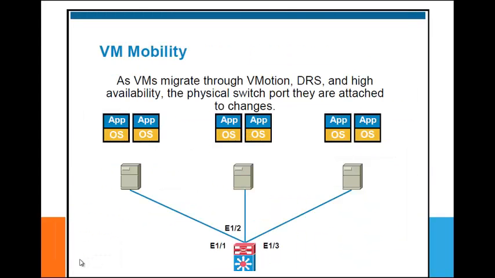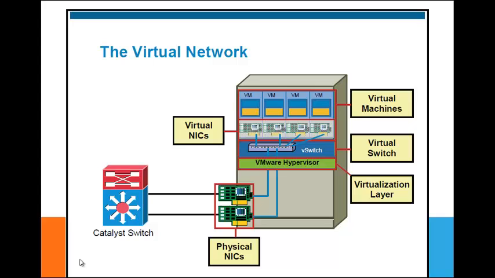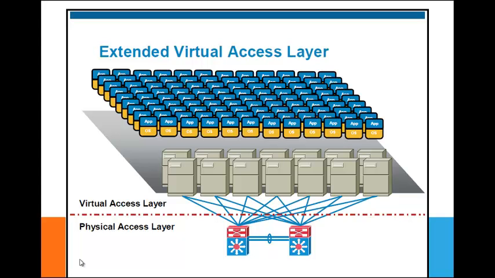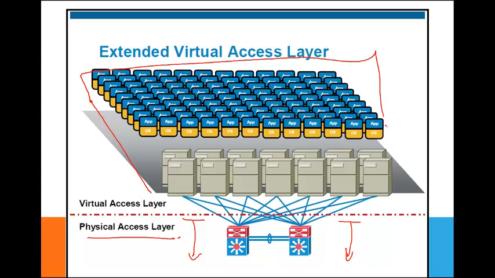So this is how the virtual network looks. What is that? The network admin has visibility only to this level, the physical access layer. The virtual access layer, no visibility. No visibility.